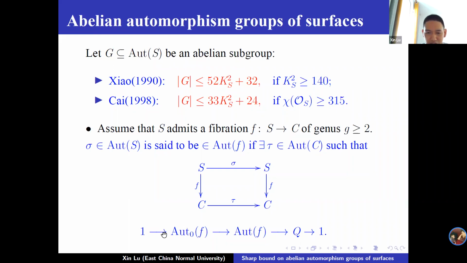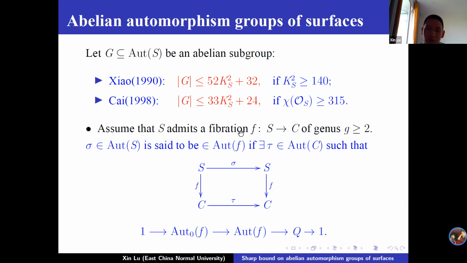So this can be viewed as a subgroup of the automorphism group of the general fiber. So this is a subgroup of Aut of Q. And also the causal Q can be viewed as a subgroup of Aut C. So Q is also a subgroup in the automorphism group of an elliptic fibration Q. So this somehow decreases the dimension.